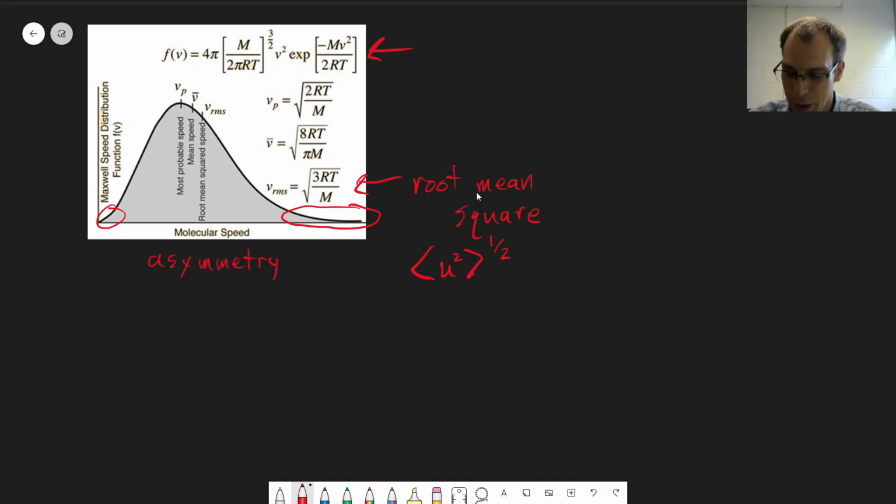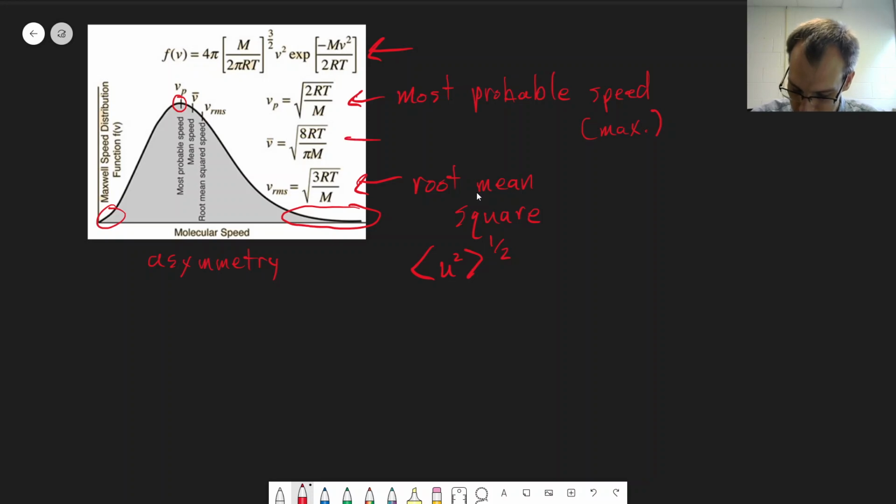And we can add a couple more because we know the distribution. One is the most probable speed, and this is the maximum of our distribution. We can derive this one by taking the derivative of the distribution, setting it equal to 0 to find the maximum value, and then solving for the speed that corresponds to that. So that's this point here, right on the very top of the curve.